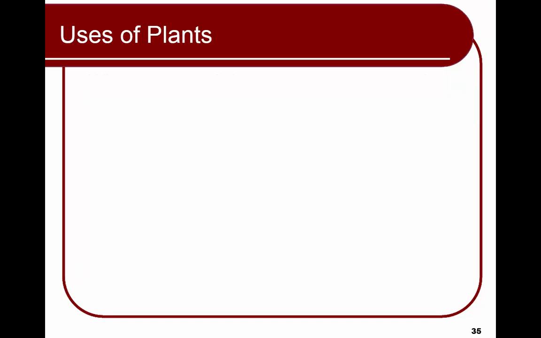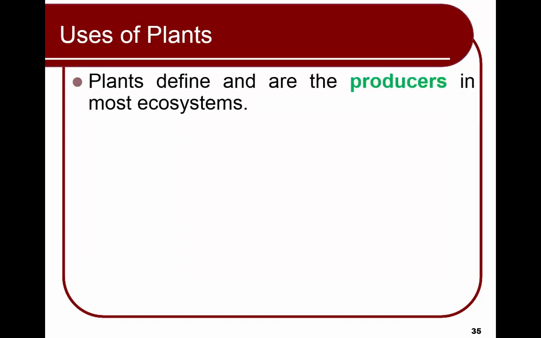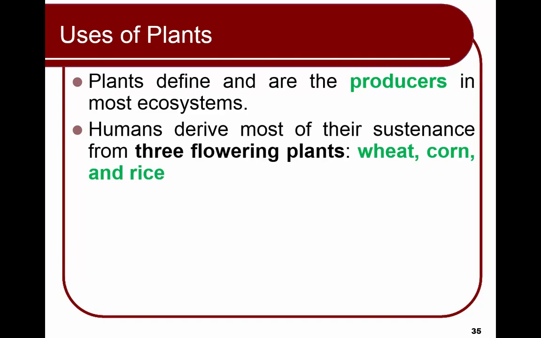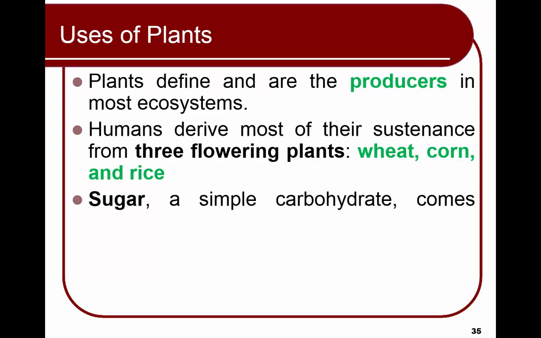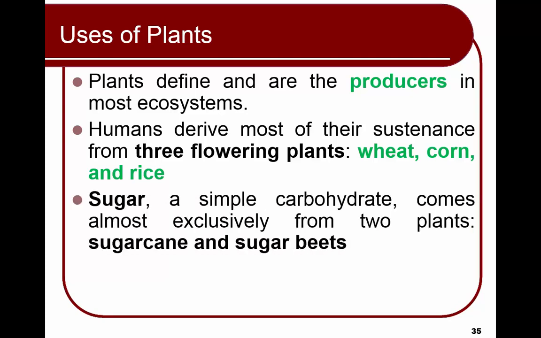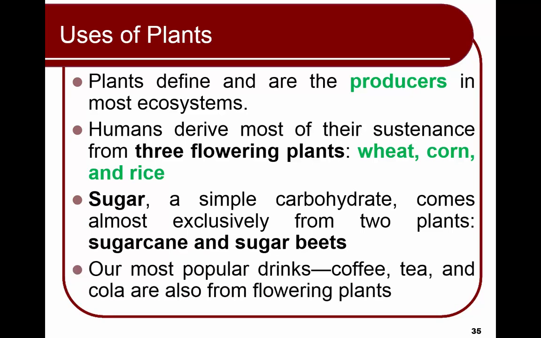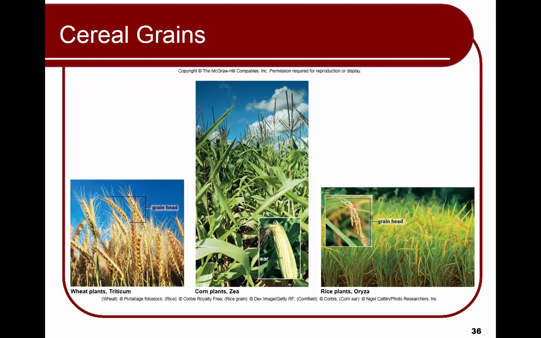How do we use plants? Well, they are the producers in most ecosystems. We use them for food. Wheat, corn, and rice are our main food that we use from flowering plants. Sugar comes from sugar cane and sugar beets. And a lot of the things we drink, coffee, tea, and colas, come from our flowering plants. So they are very important to us.